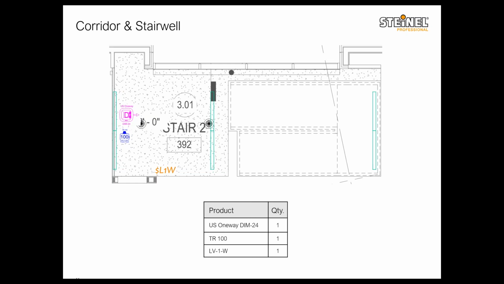Now in a corridor, you have to do the design based on the length of the corridor. So you may need multiple sensors and multiple power packs, and you would have multiple zones. So the concept is the same. You just have to add more sensors and power packs based on that specific project.